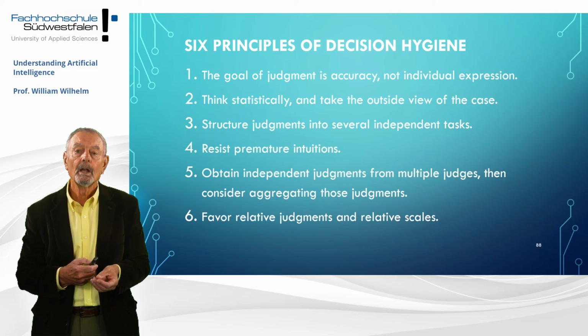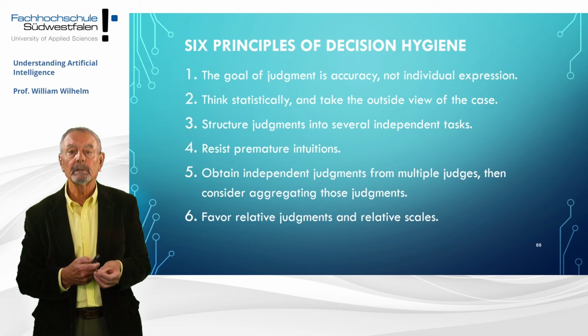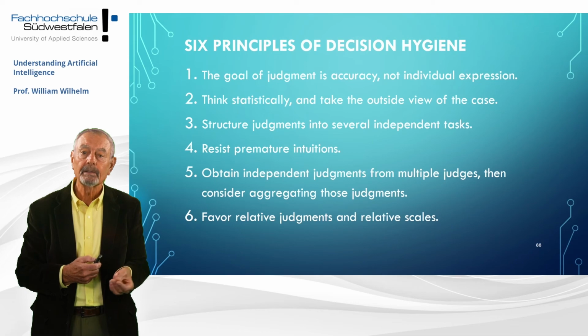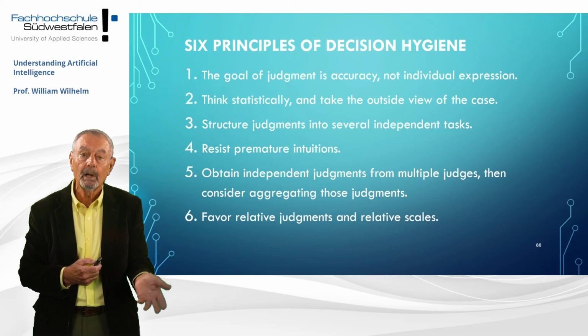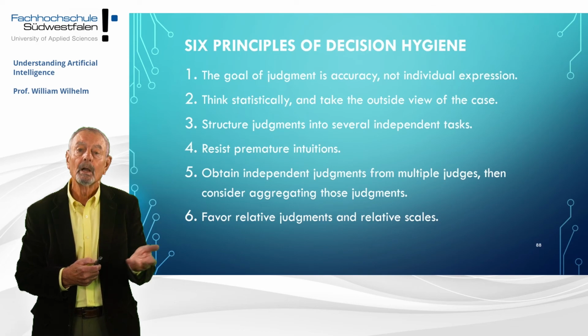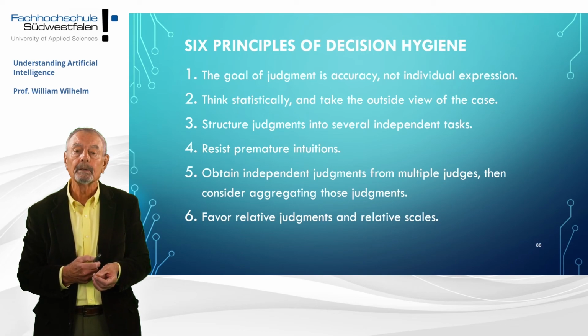Number 3, structure judgments into several independent tasks. Just as an algorithmic model effectively employed in information processing can eliminate error if it's constructed fairly, so too can an effectively structured decision-making model reduce errors in judgment. We will use such a tool next week.